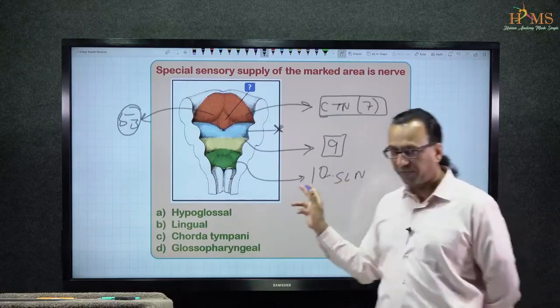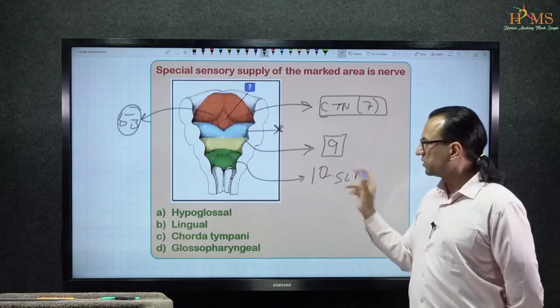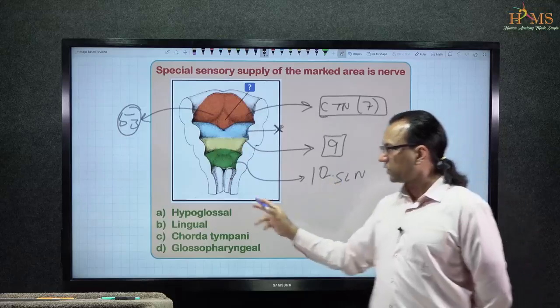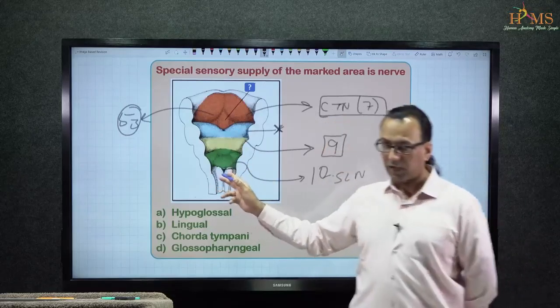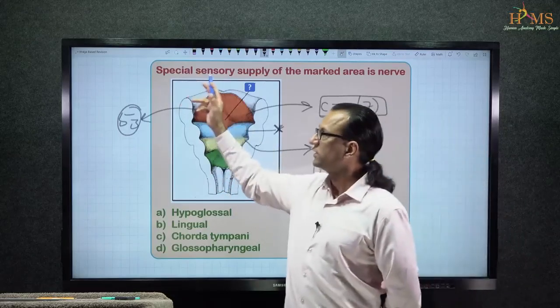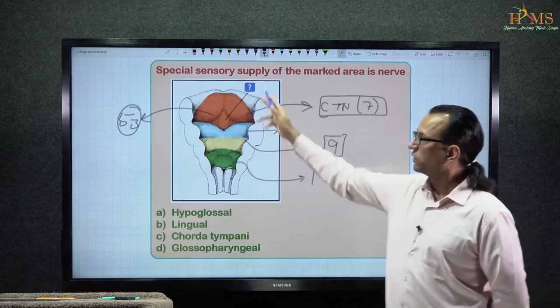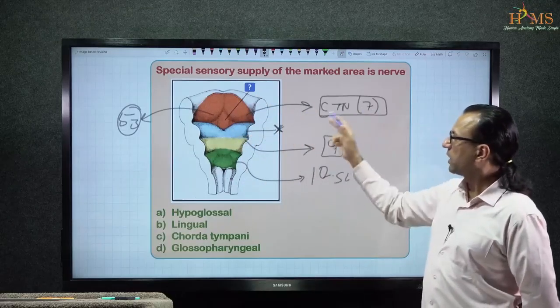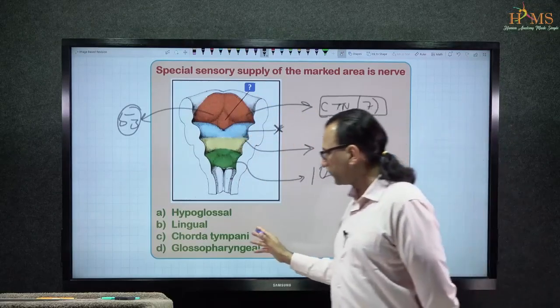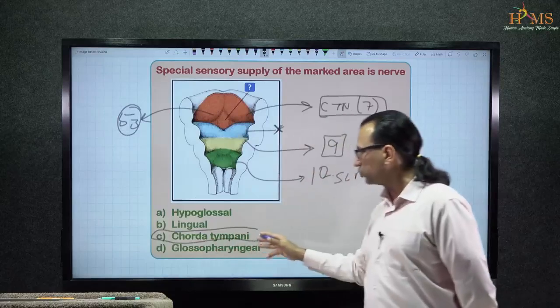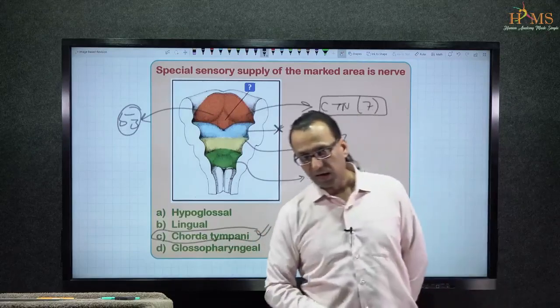Superior laryngeal nerve, a branch of the vagus, will be the taste sensory as well as general sensory for the epiglottis and posterior most tongue. As such, the question is asking for special sensory, the taste sensation, for this marked area. So we'll keep our answer as facial nerve, chorda tympani branch. Choice number C should be our answer.